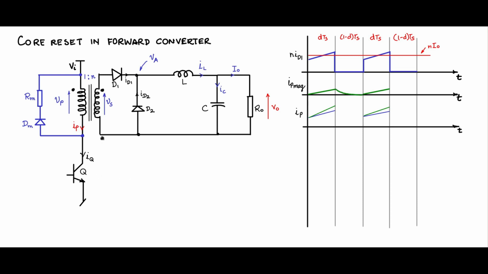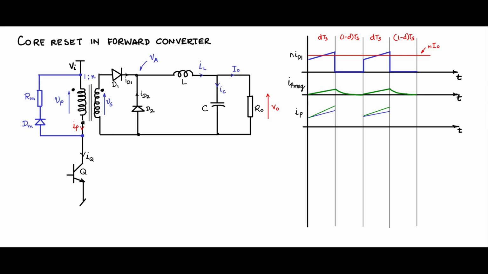When Q is off, you will see that IQ becomes 0, but IP will start freewheeling in this path, because inductor current cannot become 0. There is this resistance Rm and there is a magnetizing inductance Lm. Lm by Rm will be the time constant. So with that time constant, IP will decay exponentially. Likewise, here also you will see that it will decay in this fashion.